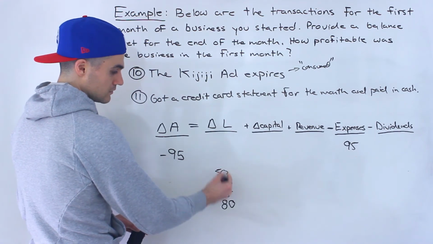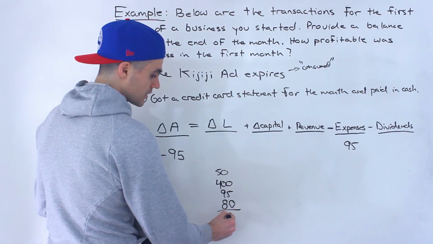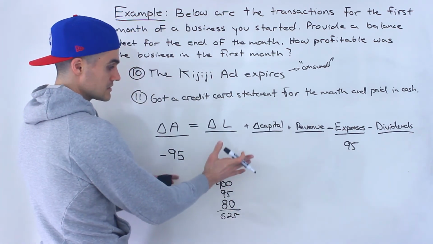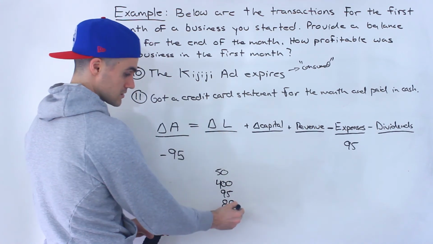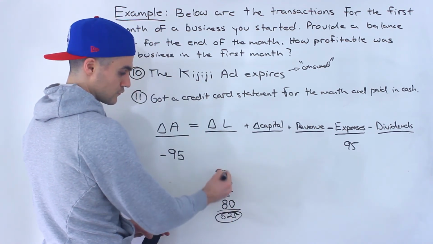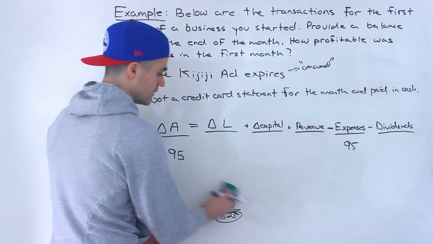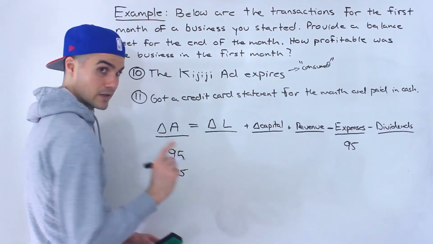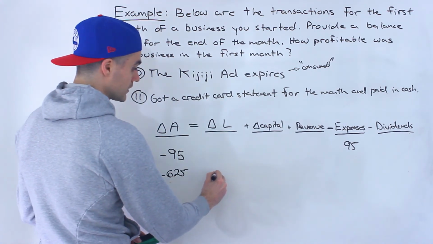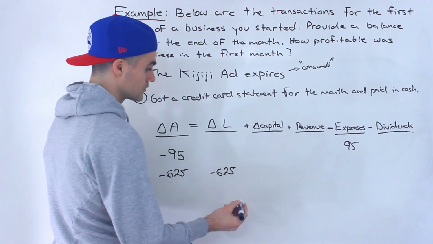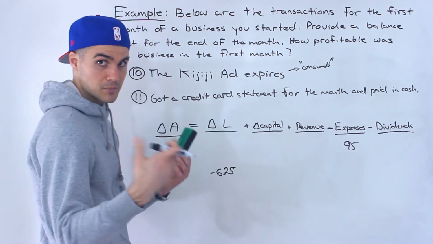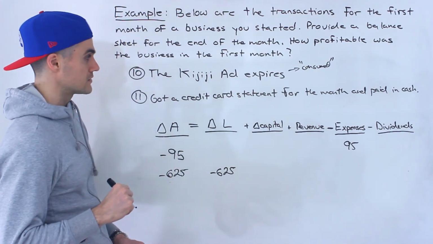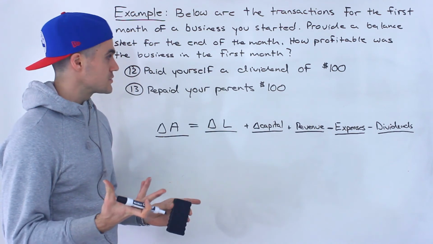So if you add all of these up here, you'd end up getting $625. That's what the credit card statement would be. So the total liabilities, excluding the $500 from your parents, was $625 from the credit card. Now we're paying it off with cash. So cash is going down by $625, and the liabilities are going down by $625. And so the only liability left now is the $500 that you owe your parents. And then finally, moving on to the last two transactions.